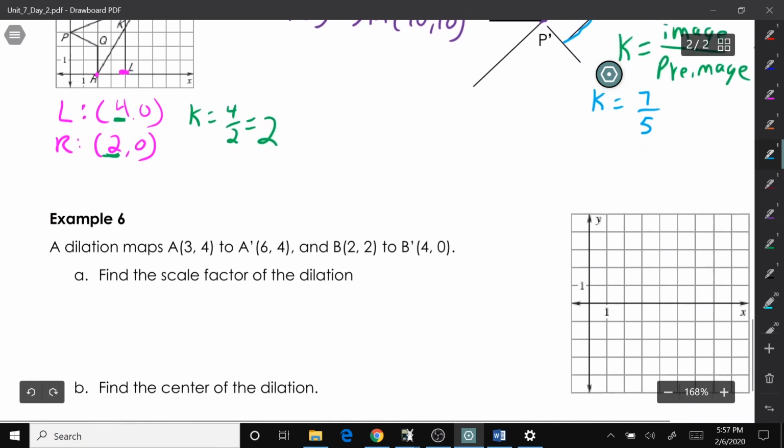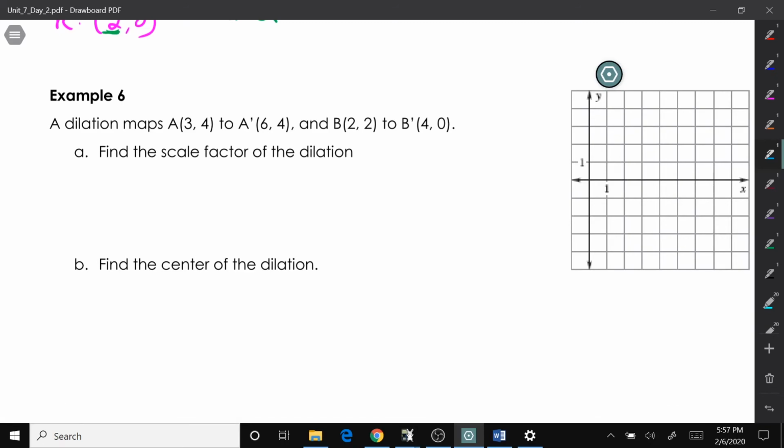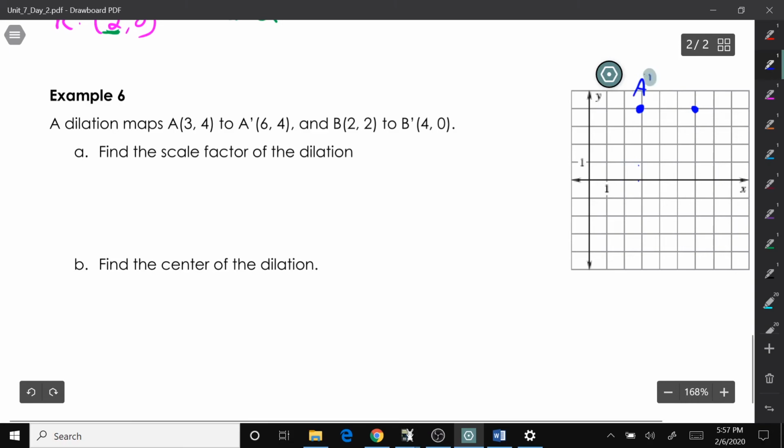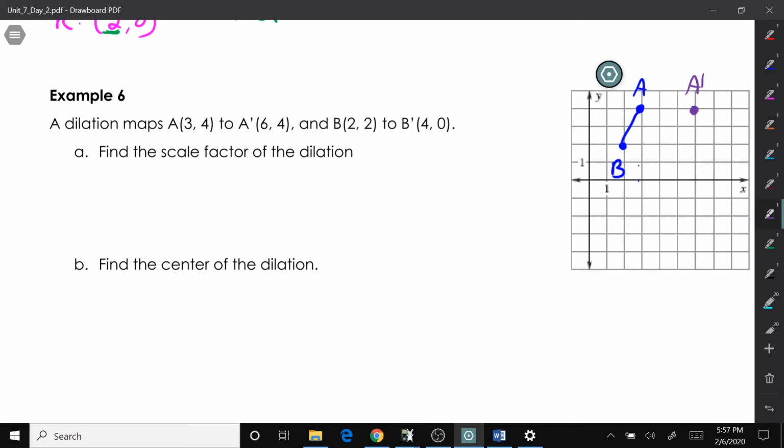All right, let's look at our last example. Here we have a dilation that maps A, which is 3, comma 4, to 6, comma 4. So this is A, and this is A prime. I'll use a different color for that. And then B, 2, comma 2, to B prime, 4, comma 0.